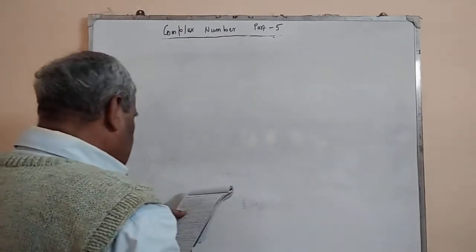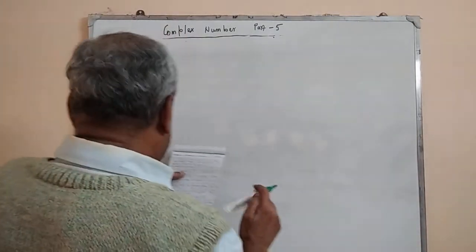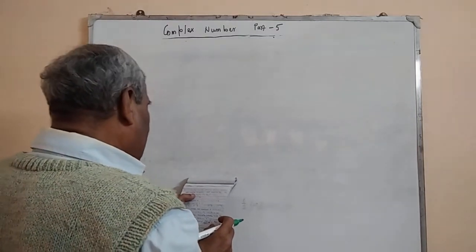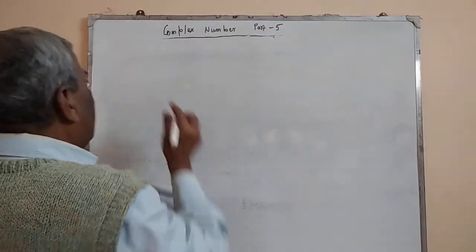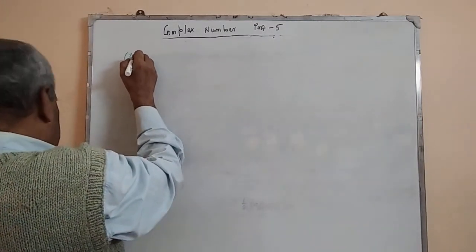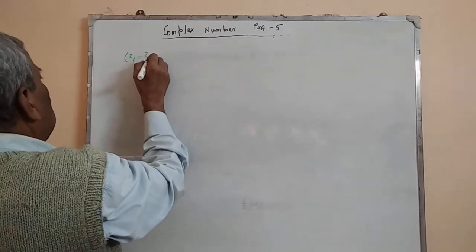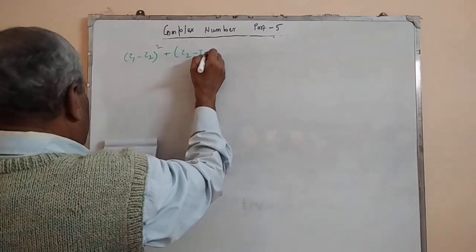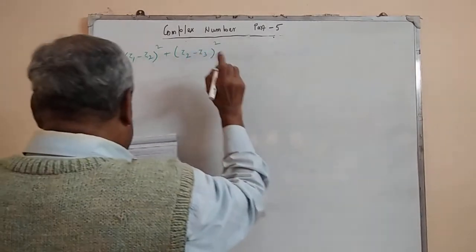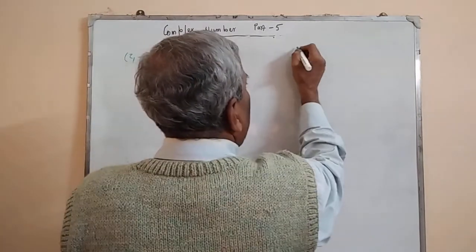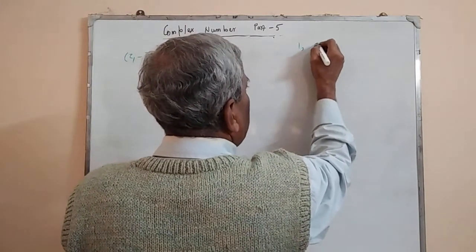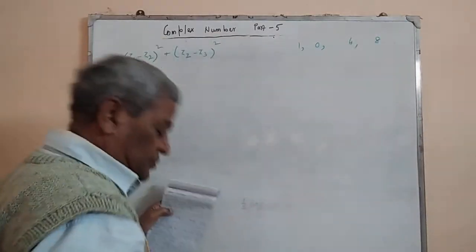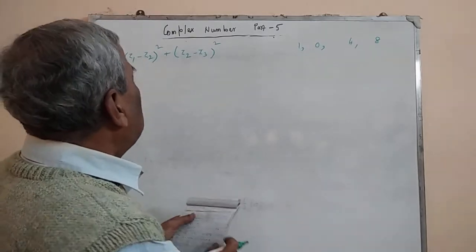Let Z1, Z2, Z3 be vertices of an isosceles right angle triangle, right-angled at Z2. Then the value of (Z1 minus Z2) whole square plus (Z2 minus Z3) whole square is: first option, second option is 0, third option is 4, fourth is 8. Now let us see what the problem is.